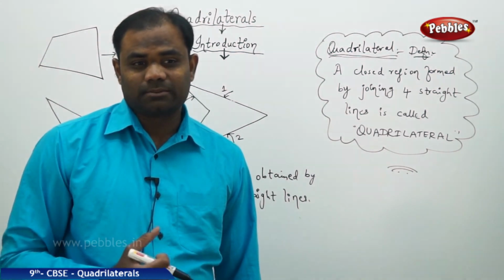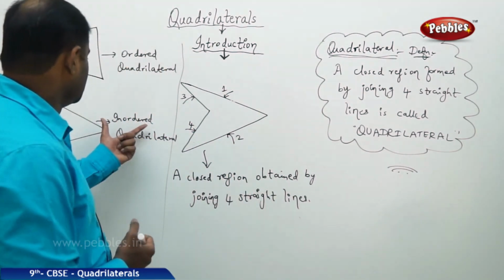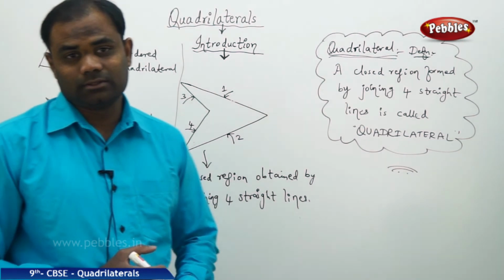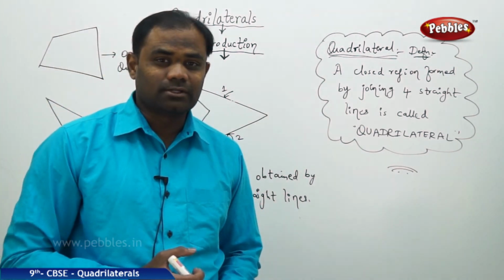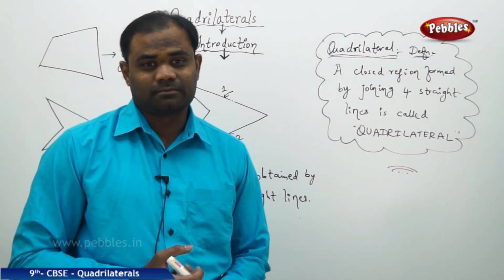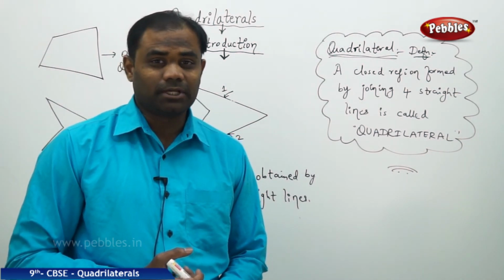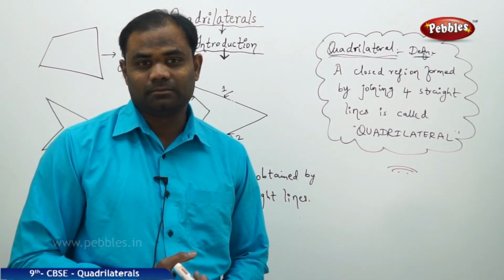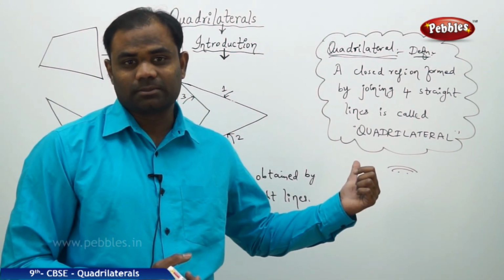Quadrilaterals are of two types: regular and irregular, ordered and unordered. But a quadrilateral is a closed region formed by joining four straight lines. Any closed region obtained by joining four straight lines is called a quadrilateral. That is how we understand the concept.